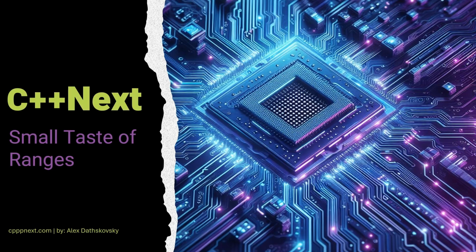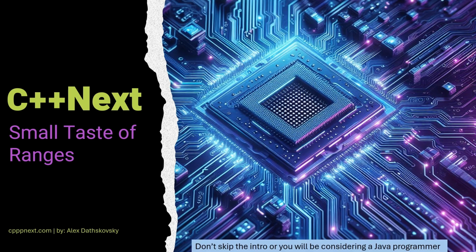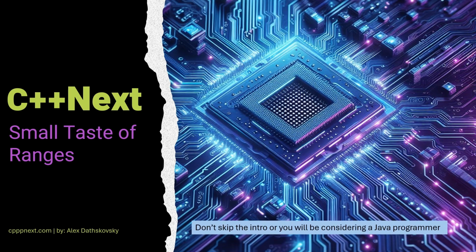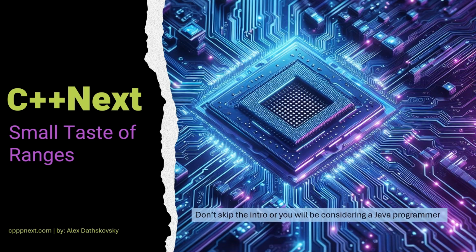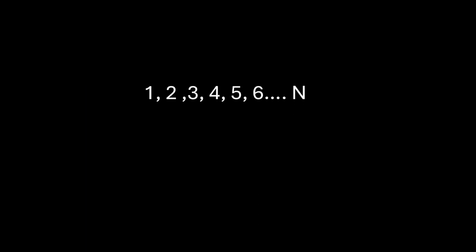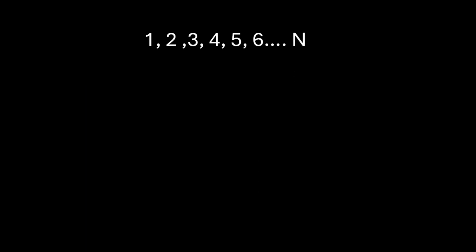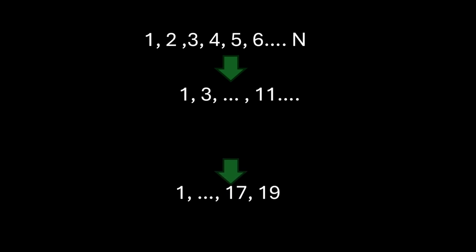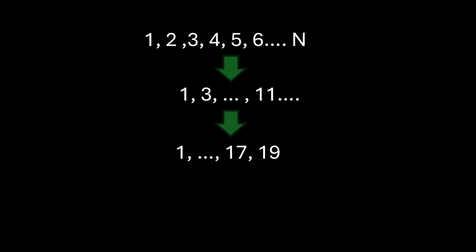In this episode, I will give you a small taste of what it means to use ranges that are with us since C++20. So what are ranges? Let's say that we want to create a list of numbers, or basically a range of numbers from 1 to n. Afterwards, we want to take only the odd numbers from this list, or range. Afterwards, we want to take only the first 10 numbers from this list. And then we want to reverse the order.